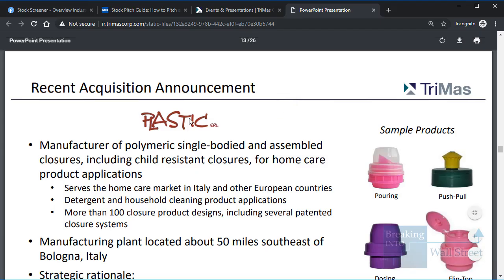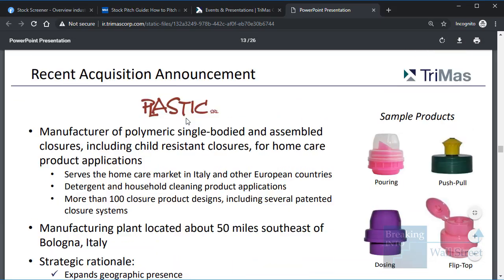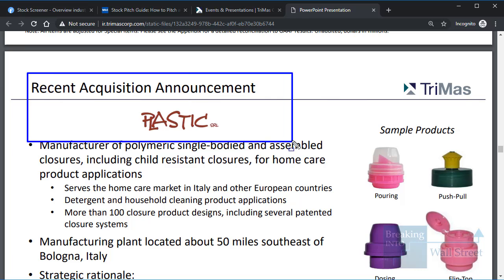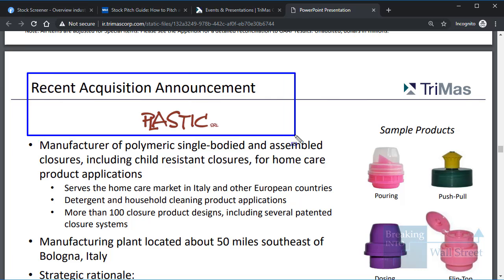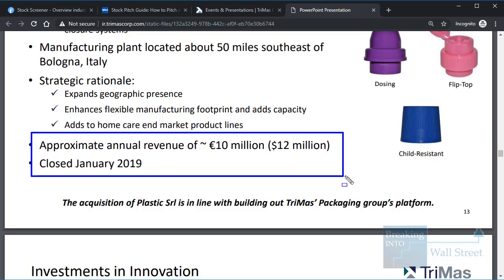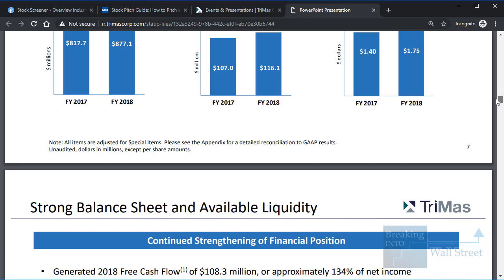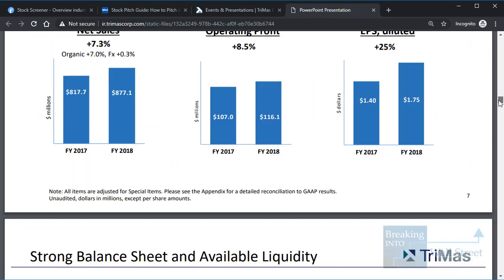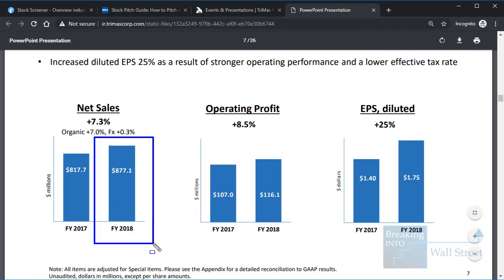And if we go and look at TriMas's investor presentations and other sources, we do see something that looks promising at first glance, a recent acquisition announcement for this company, Plastic SRL, which is based in Italy. However, if we keep reading, we see that its annual revenue is only about 12 million here. And if we look at TriMas's revenue for the company as a whole, it's close to 900 million.